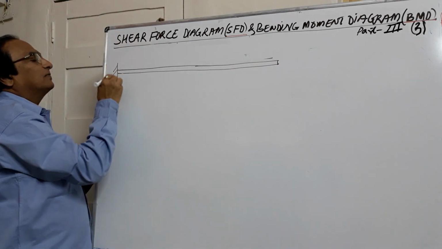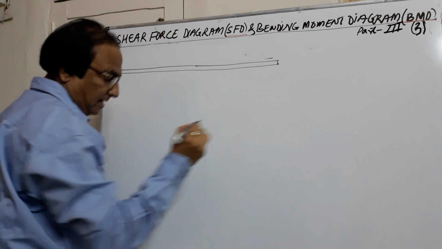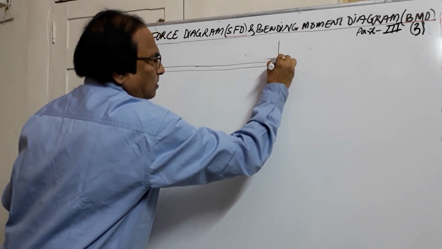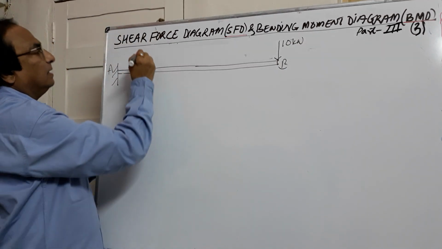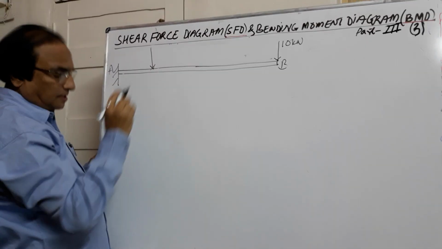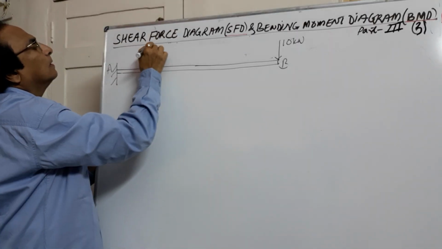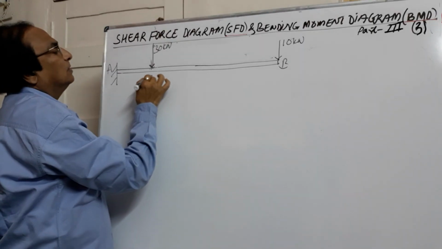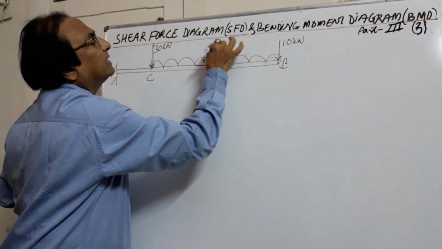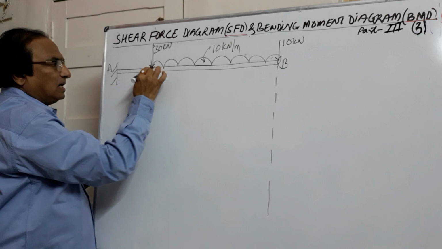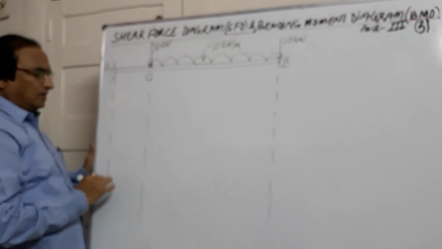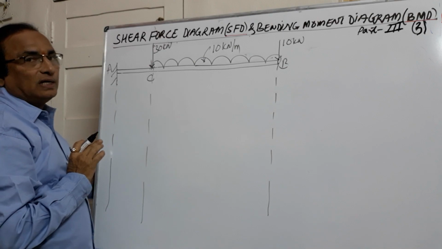This cantilever beam is fixed at A. It is carrying a concentrated load of 10 kilonewton at the end B. Here it is carrying another concentrated load of 30 kilonewton. In between these two loads, it is carrying a UDL. Let the magnitude of this UDL be 10 kilonewton per meter. You are required to draw the shear force diagram and the bending moment diagram for the beam. So here the special thing is the UDL is acting over here.